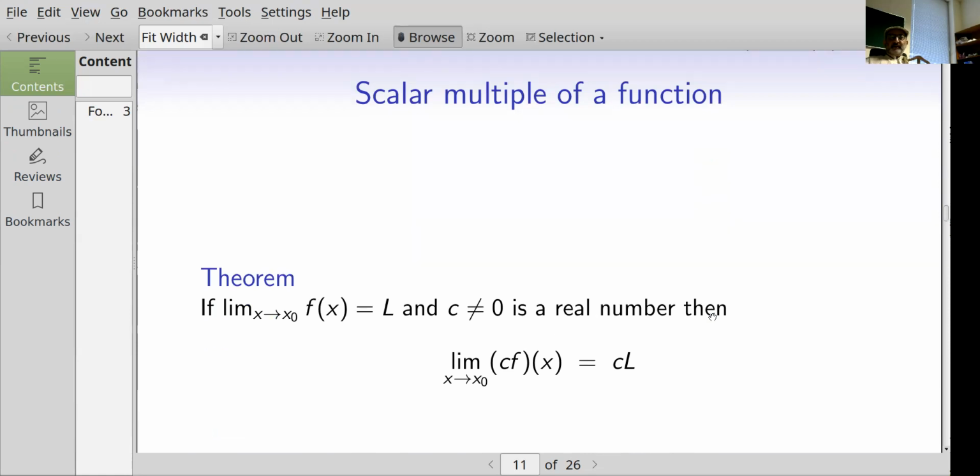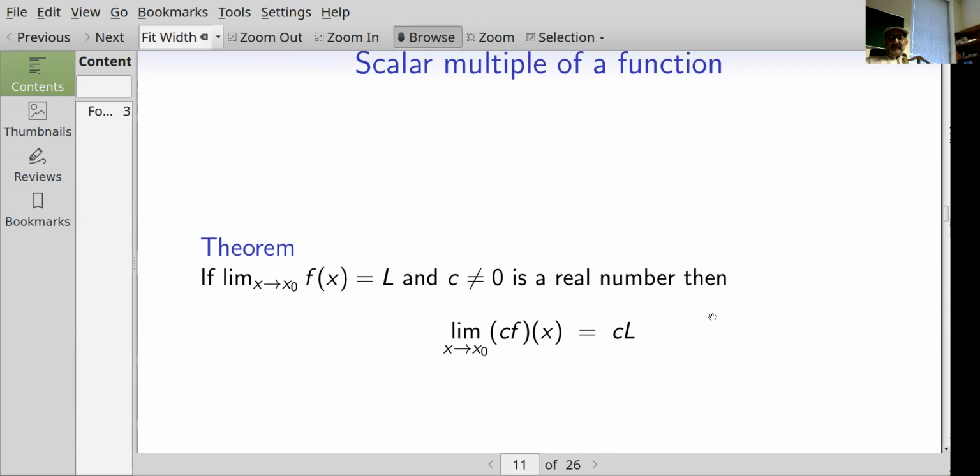Okay, the scalar multiple of a function. If the limit as x goes to x naught of f of x equals L, we saw the rule that, and c is a real number, c not equal to 0, then the limit as x goes to x naught of c f of x is equal to c times L. Okay, so we already had this rule. Now let's get a formal epsilon delta proof. And then we know that this rule is in fact mathematically true, and we're not just appealing to our own intuition. Okay.